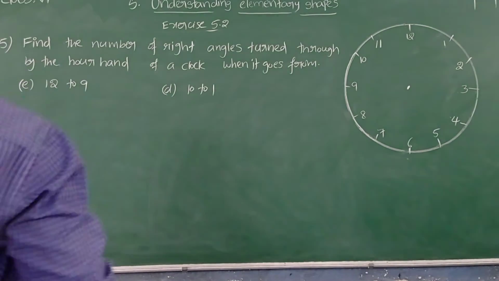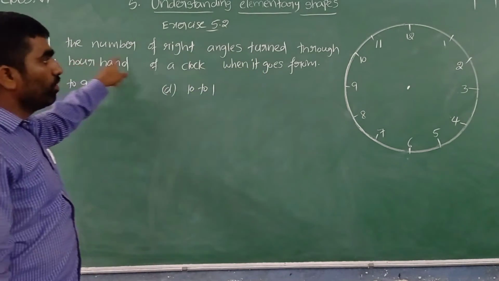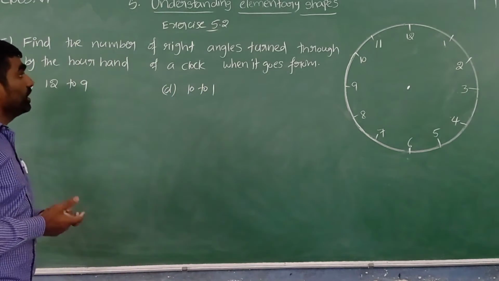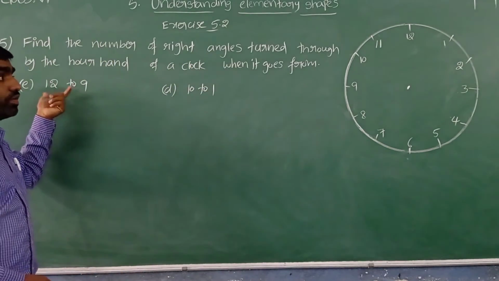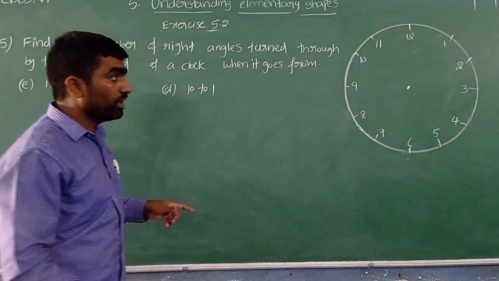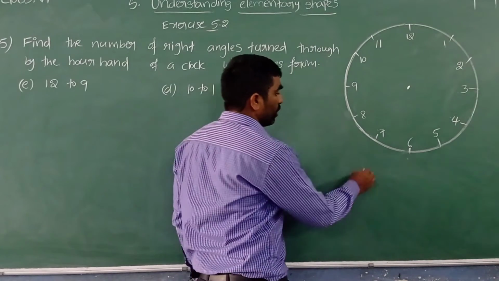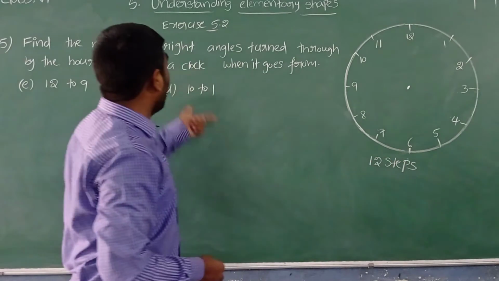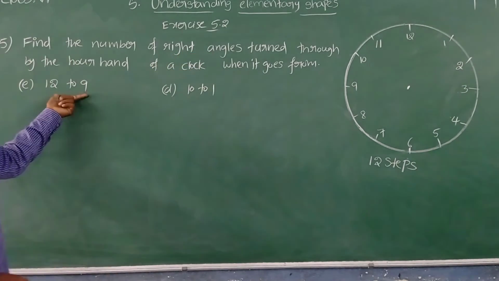Now let's see the fifth one. They are asking: find the number of right angles turned through by the hour hand of a clock when it goes from 12 to 9, and 10 to 1. Here we need to identify the relation between the number of right angles and the number of steps. When I turn from 12 to 9, how many steps? And those steps are equal to how many right angles? We have a relation between the number of steps and angle.